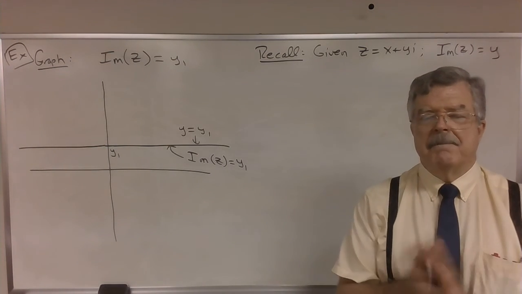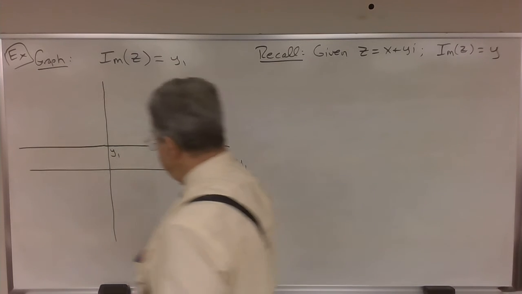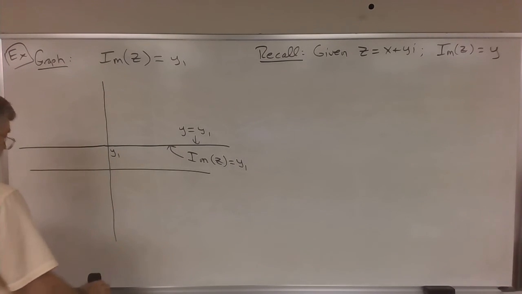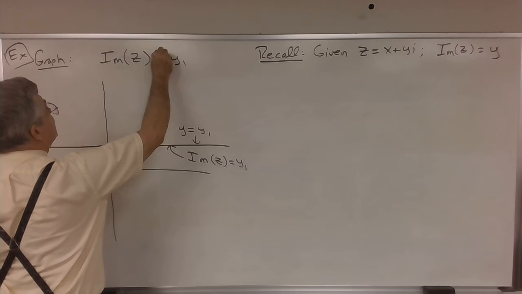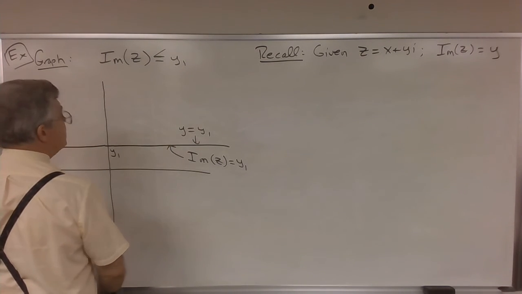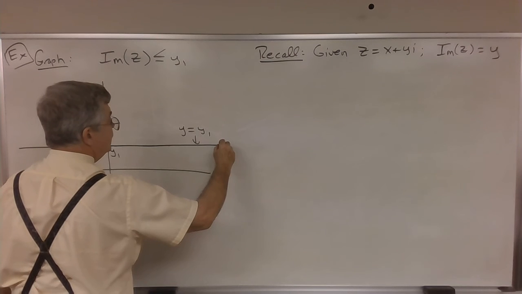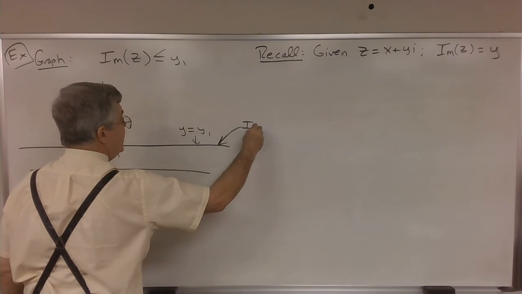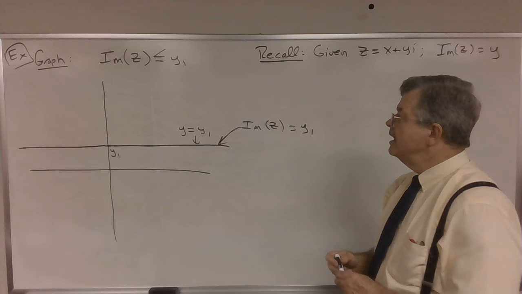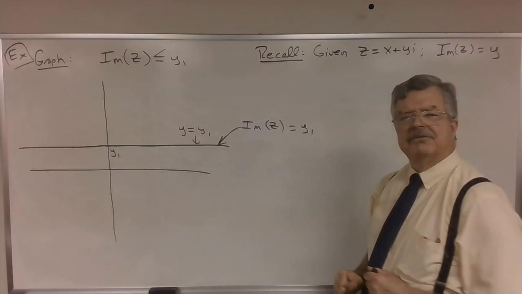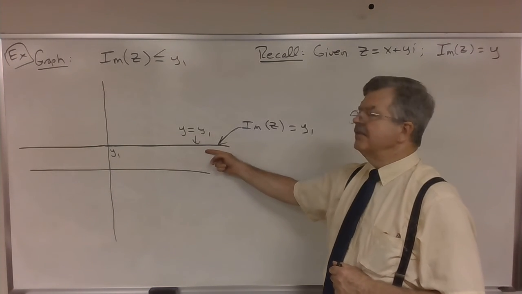We're almost done, but we got a couple more examples. We can build on this. So, let's try this. Imaginary part of z less than or equal to y1. So here's the graph, imaginary part of z equals y1. And we want the graph of all those complex numbers whose imaginary part, y, is less than or equal to y1.